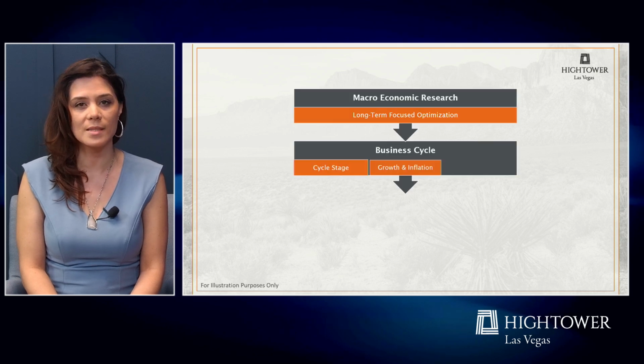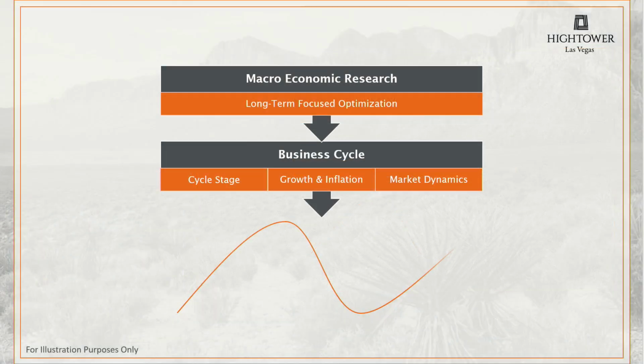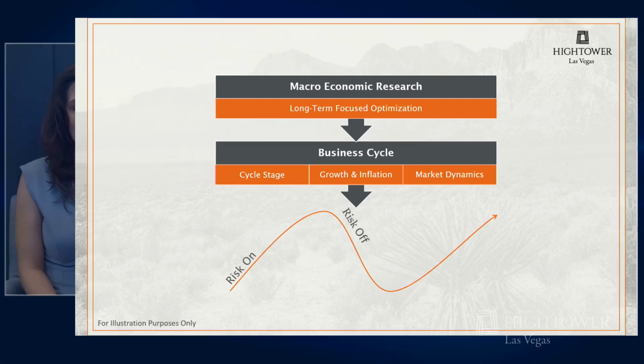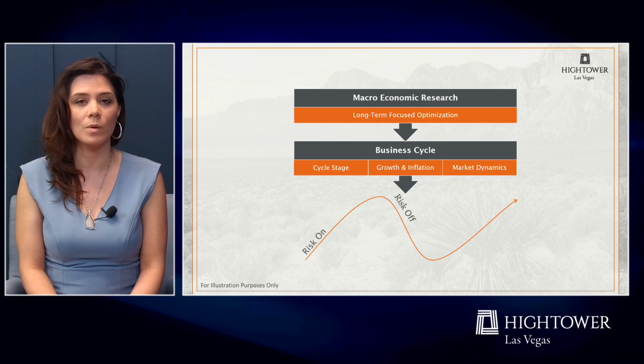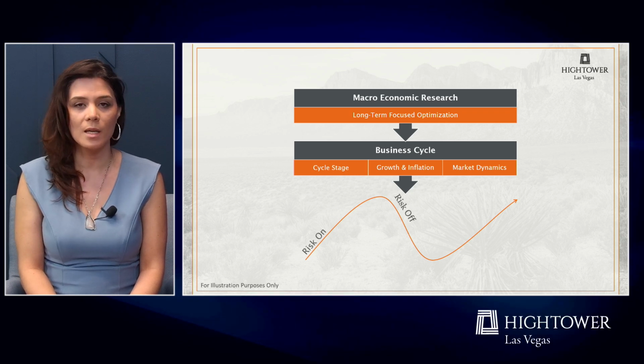Once we're done with that, we then focus on the business cycle. Ideally, if we think that we're towards the beginning of the business cycle, we would have a more risk-on approach in the portfolios. And then if we think that we're towards the end of the business cycle, we would take a more defensive posture. To estimate that, we look at the dynamics between growth and inflation, both domestically and internationally, but also other metrics like trends, correlations, sentiment indicators, and so forth.